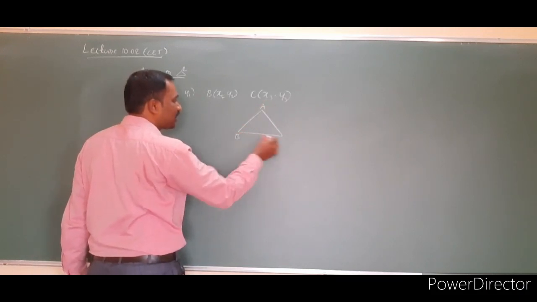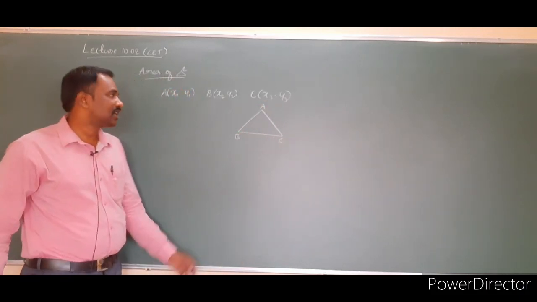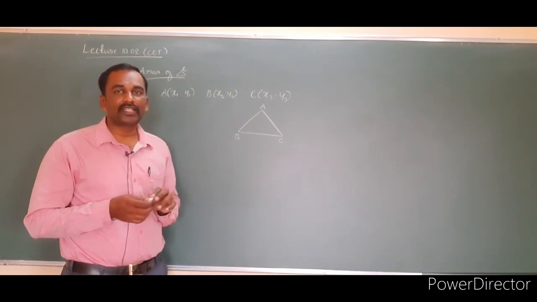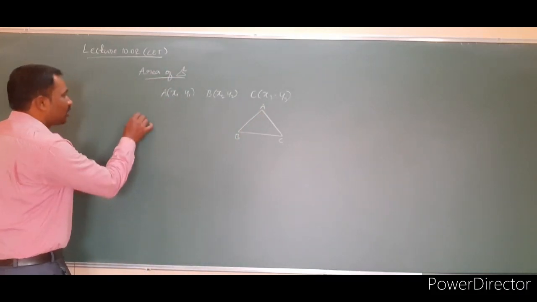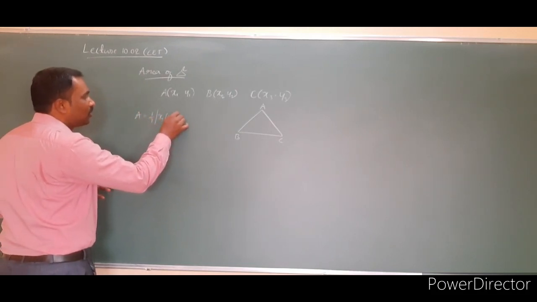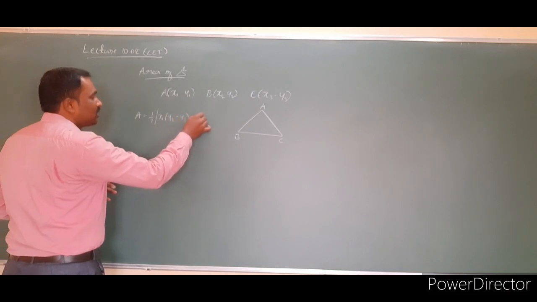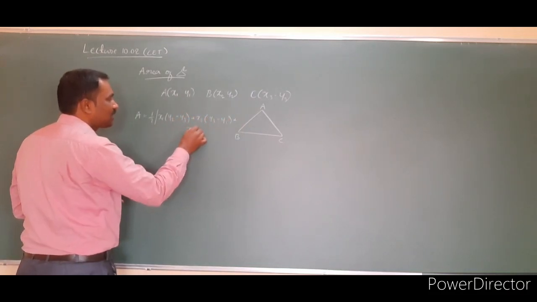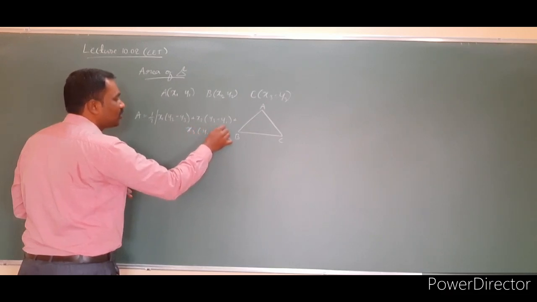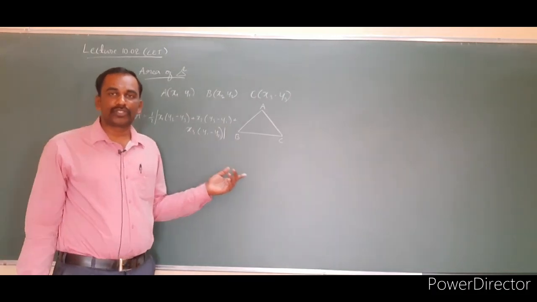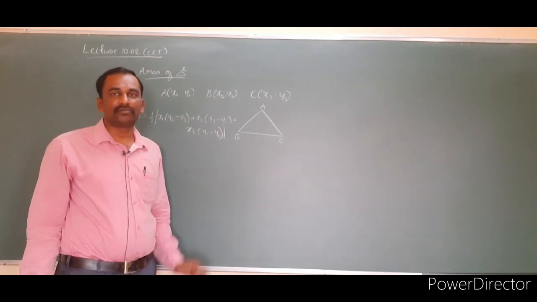How do you find the area of the triangle? Different conditions are there. Here the vertices of the triangle are given. In such a case, you know the formula: area equals 1 by 2 times the modulus of x1 into (y2 minus y3) plus x2 into (y3 minus y1) plus x3 into (y1 minus y2). Because area is always measured as a positive quantity, this is the required area of the triangle.